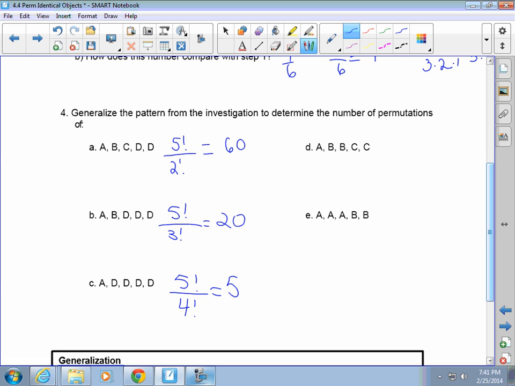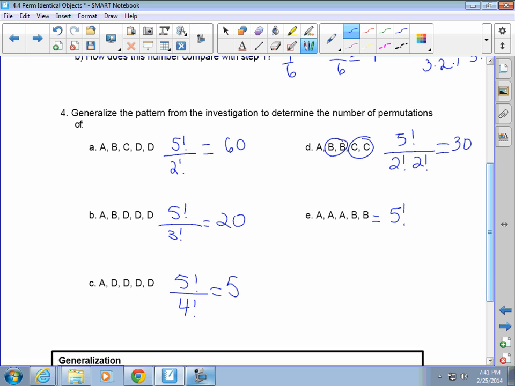Now this one has a repeat of 2 letters. So we'll start with our 5 factorial, but we have to take our repeat letters out. Since that one repeated twice, we'll take it out twice. That one repeated twice, so it's going to reduce those permutations by those. So this leaves us with 30 possible permutations.